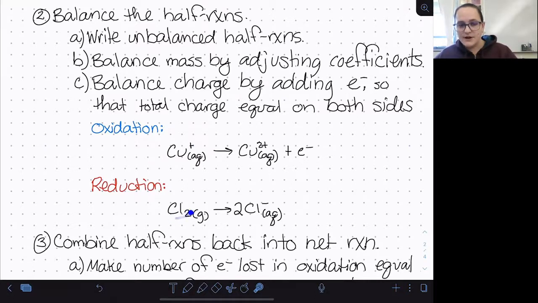In the reduction reaction, we have 0 charge on the left and -2 on the right. Note that there are 2 of these and each of them has a -1 charge. So that means that we need to add 2 electrons to the left so that we have 2 negative charges over here, 2 negative charges over here. We have balanced the charge on these reactions. So we now have balanced half reactions, which means we can combine them back together to get our net reaction.